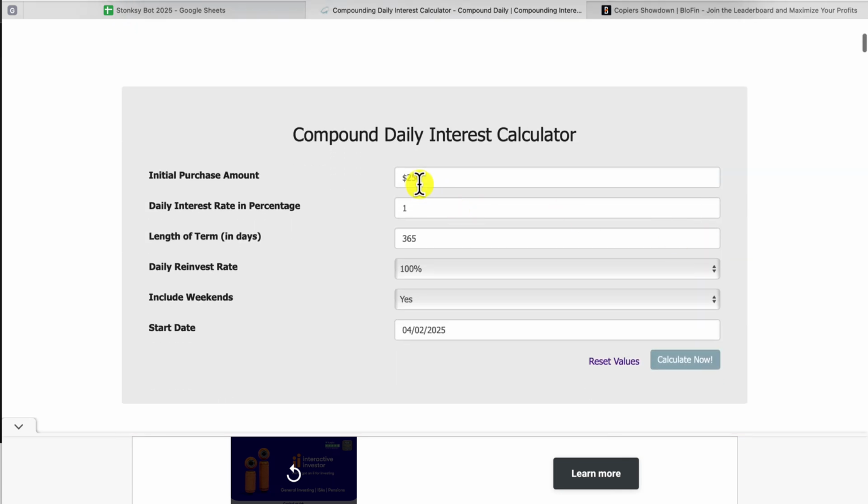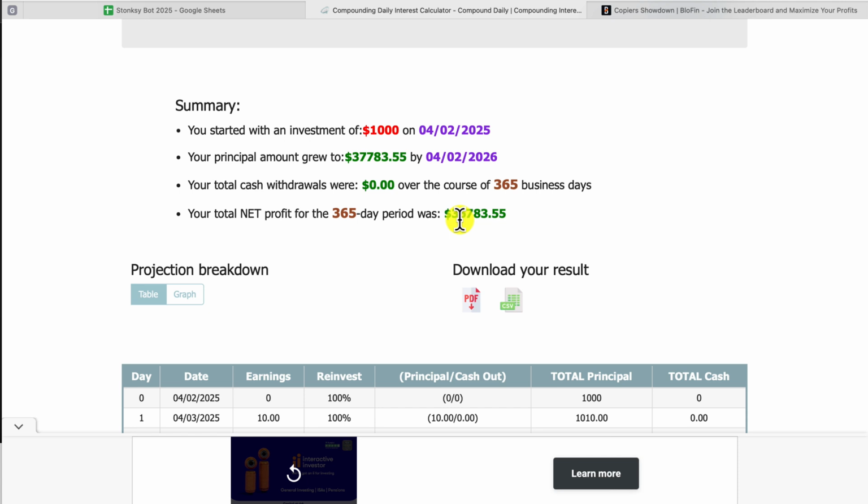So you can imagine if you started off with something larger, let's say $1,000, you would then have $37,783 by April next year. That's the kind of thing we're looking at.